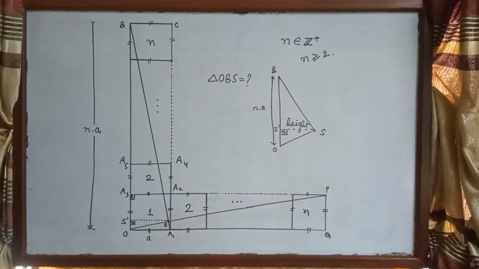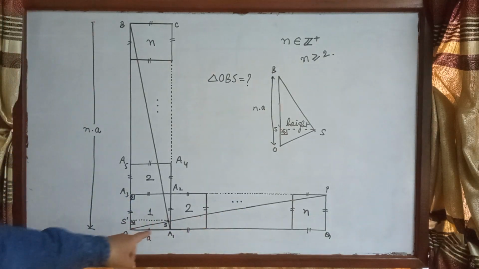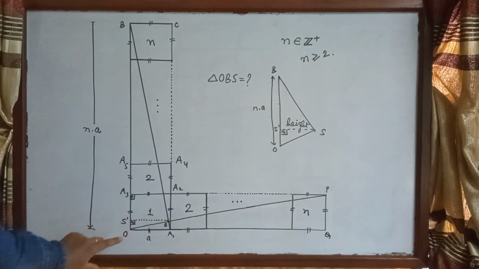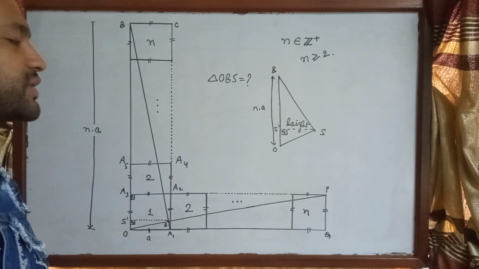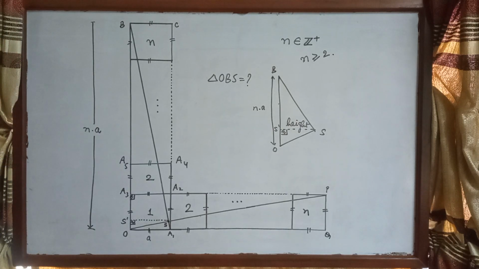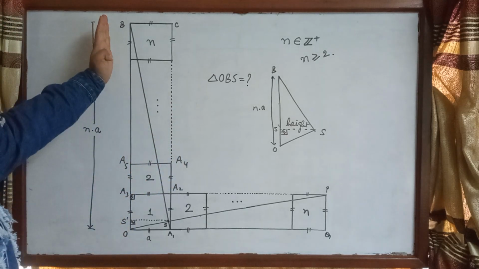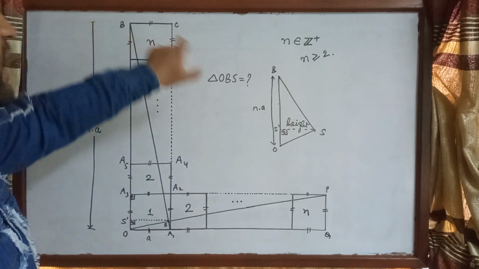For this, you can use many different methods to find the length SS dash. You can use similarity if you want, but I'm not going to do that. I'm going to introduce a coordinate system to obtain the coordinates of the point S and hence the length SS dash. A coordinate system is really useful if we have polygons and circles, especially if the polygon is a rectangle or a square.